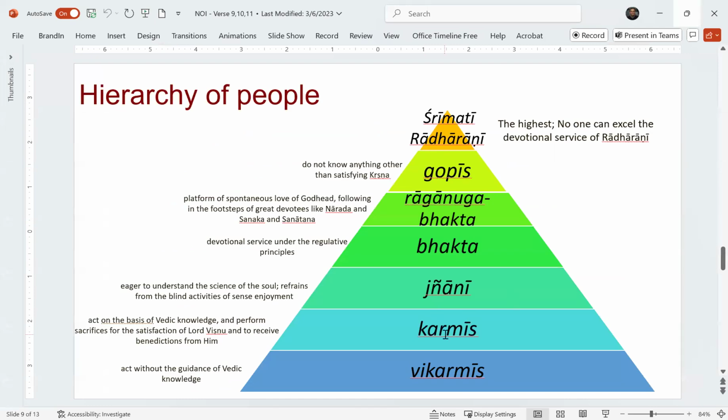Right, okay, so this is the hierarchy for all the people that's being explained here. We start with people who are vikarmis. They don't work at all; they don't want to follow the Vedas, right?